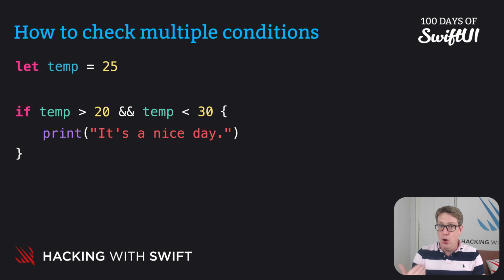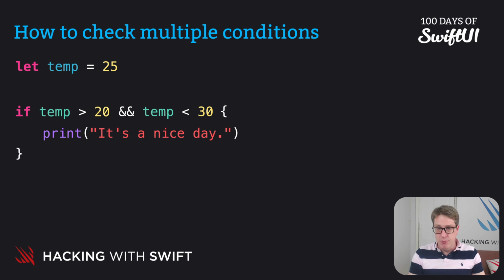This is called a logical operator because it combines booleans, two booleans, temp greater than 20, temp less than 30, each produce a boolean, and then combines them together. And if both are true, the whole thing is true. Now ampersand ampersand has a counterpart that is two pipe symbols, that's two vertical lines, and that means or. So ampersand ampersand will be true if both its subconditions are true, otherwise it's false. Or, pipe pipe, is true if either one of its subconditions is true.